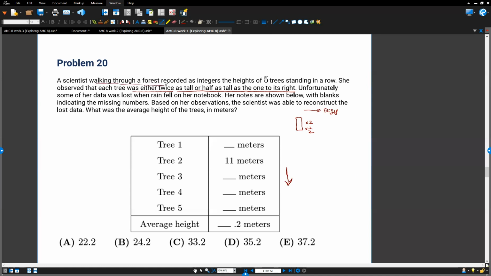Oh, over here, this is very important: the heights are integers, so we can narrow the searching area. The next number, when you multiply by 2 or by 1/2, should be an integer. Now it's okay. If not, it would be too difficult.